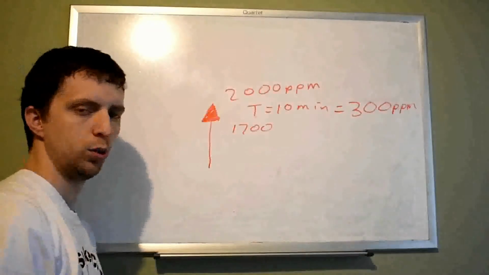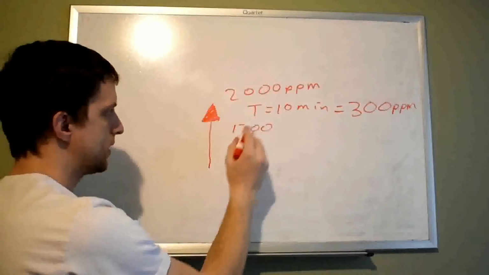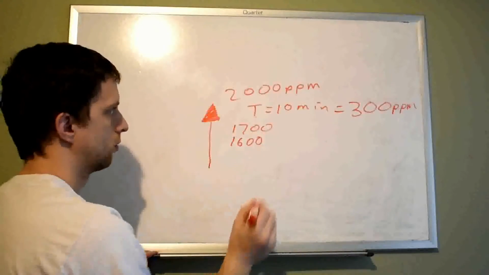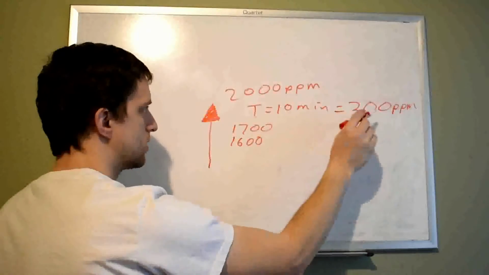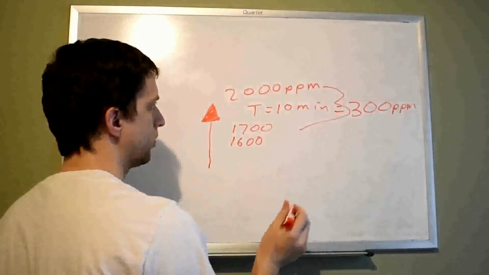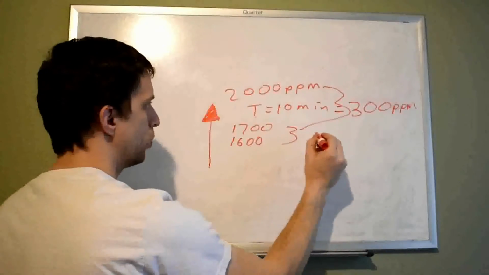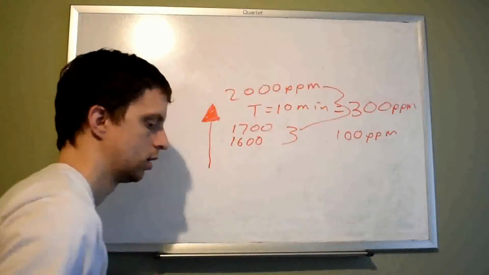That's our leakage rate. So when we get plants in there, maybe we do the same thing. We wait 10 minutes and it's 1,600. The difference between this is going to be actually 100, right? So this right here is 300. Here to here it's 100. 100 is our actual plant consumption rate.